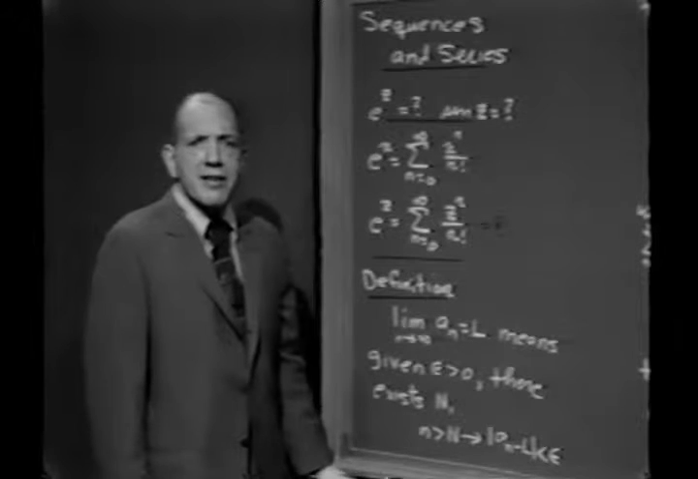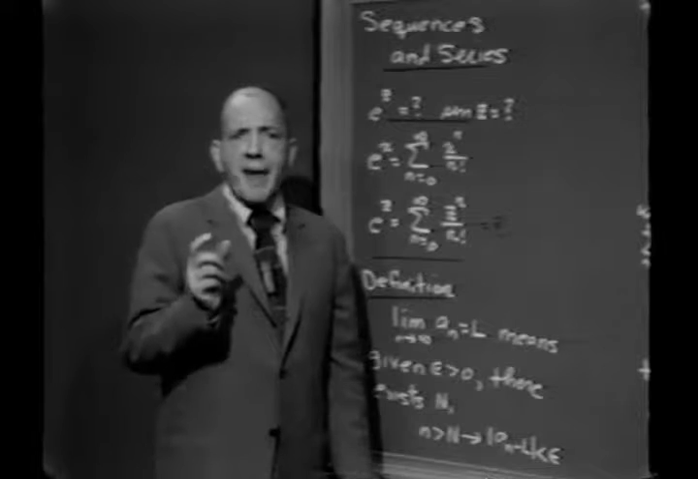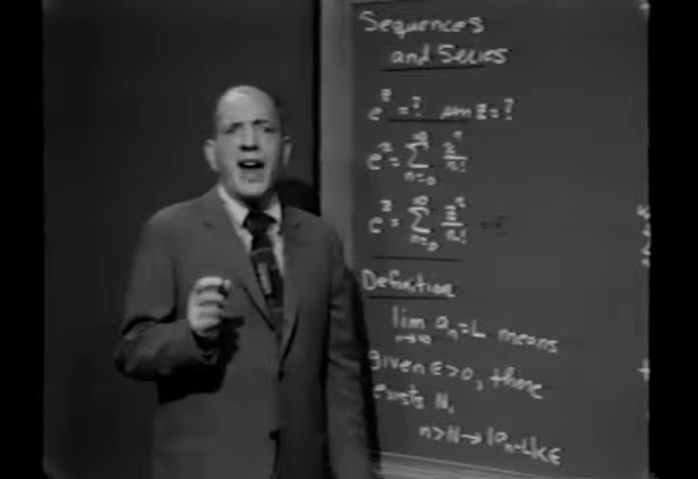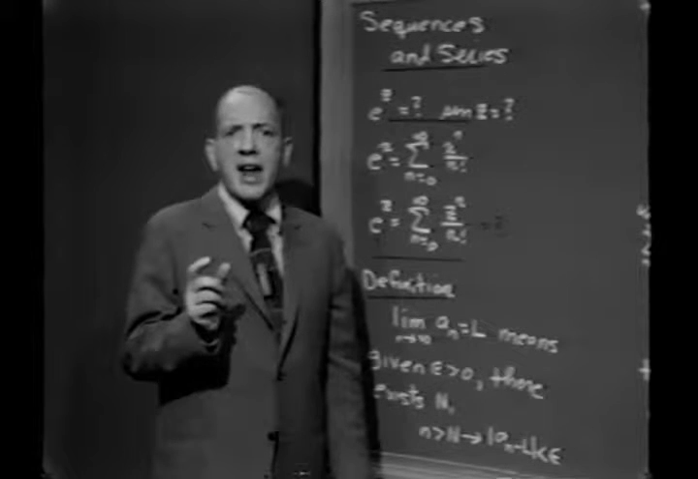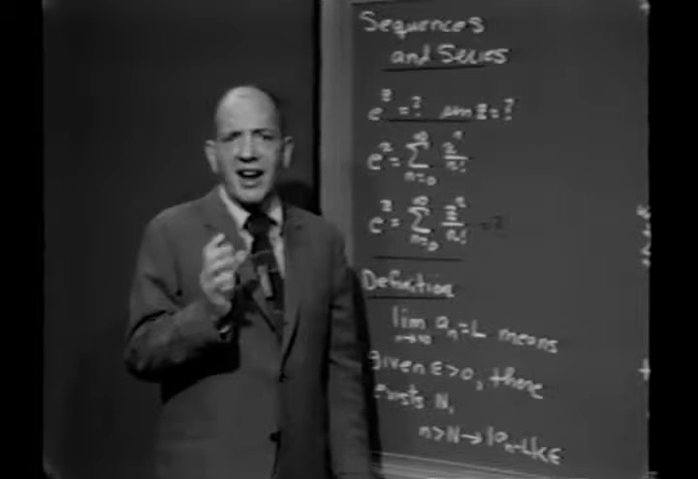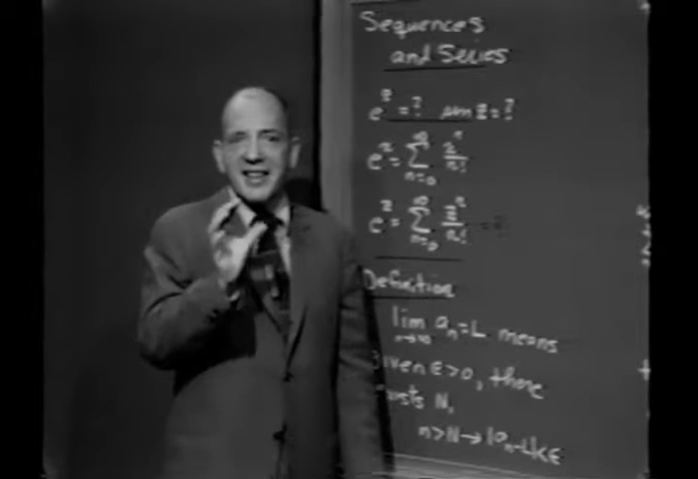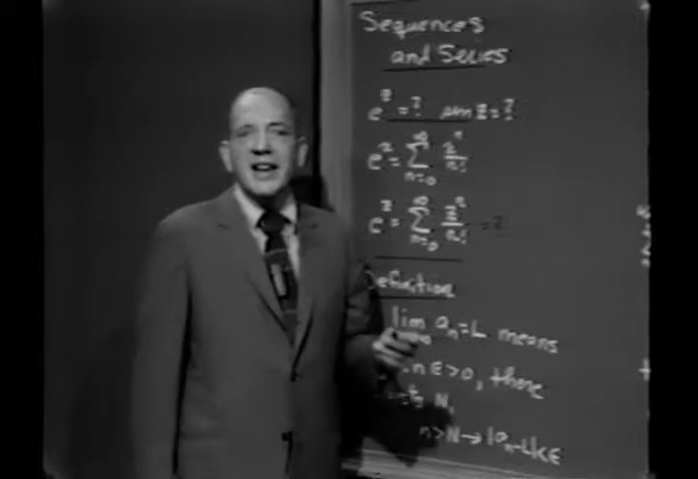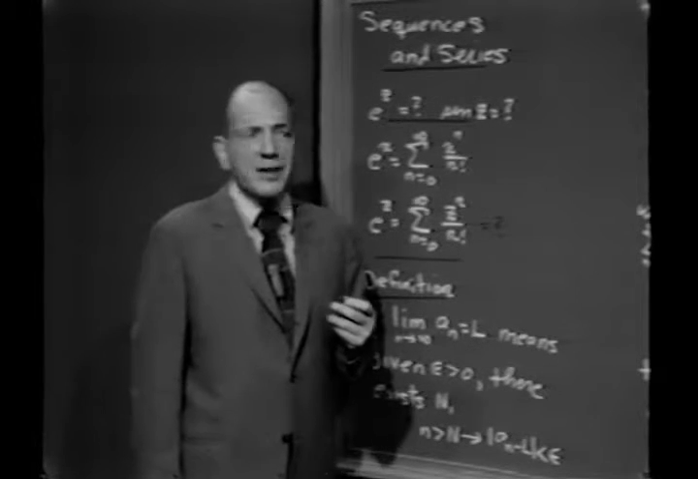The definition holds precisely the same as it did in the real case, except that an epsilon neighborhood of L is an interval in the real case, and it's a disk in the complex case. I shouldn't say a circle. Remember, the circle is the thing we call the circumference. The disk is the inside of the circle.